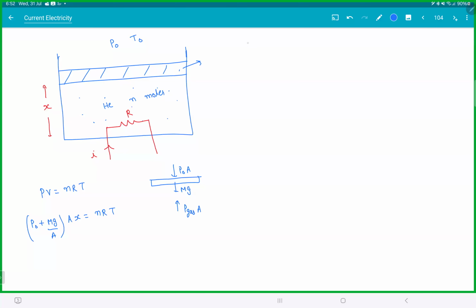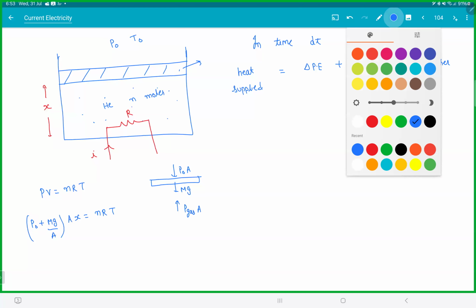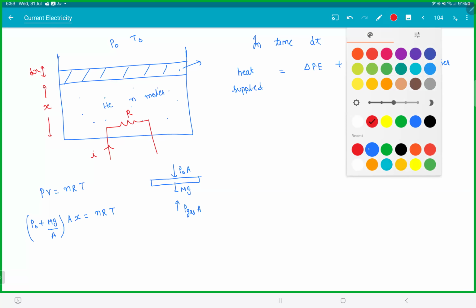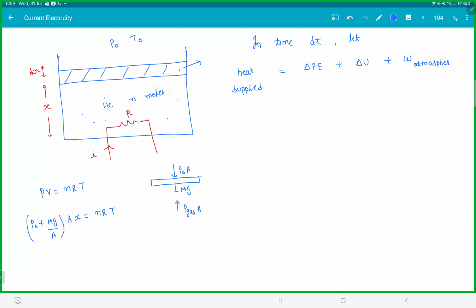Now, let's say in small time dt, heat supplied should be equal to change in potential energy of the piston plus change in internal energy plus work done on the atmosphere. You're pushing the atmosphere out. So in this process, let the piston go by distance dx in time dt.